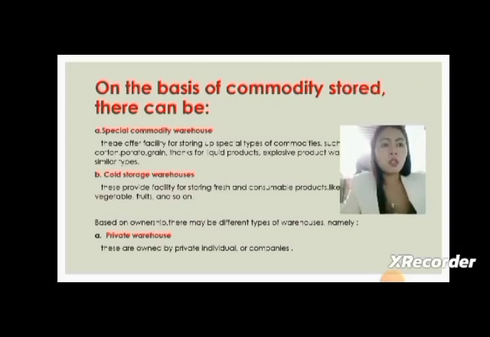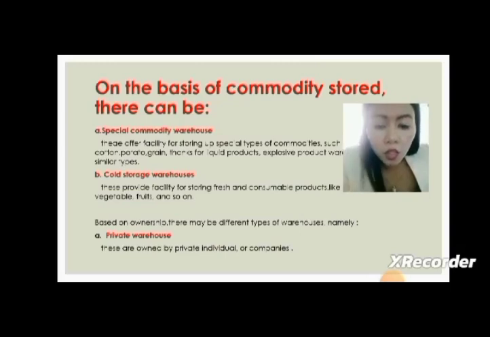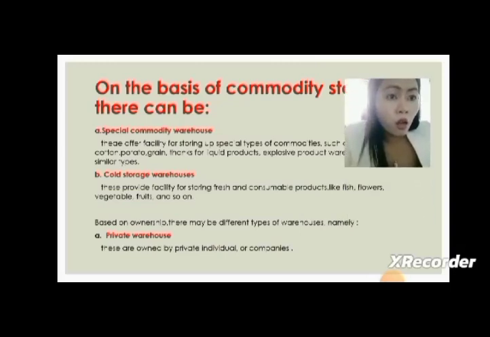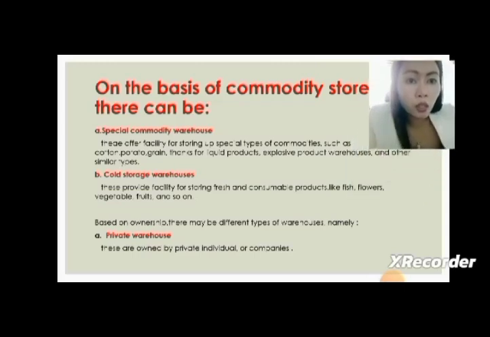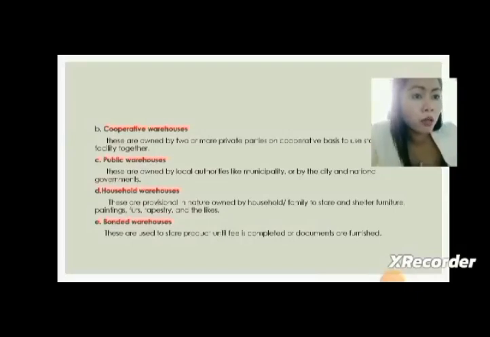On the basis of commodities commonly stored, there can be a special commodity warehouse called a storage warehouse. This offers facilities for storing a special type of commodities such as cotton, potato, grain, tanks for liquid products, explosive products, and other similar types. And then cold storage, this provides facilities for storing fresh and consumable products like fish, flowers, vegetables, fruits, and so on. Then based on ownership, there may be different types of warehouses, namely those run by authorities like the municipality or by the city and national government. These warehouses are utilized by the public or traders as well as by government.